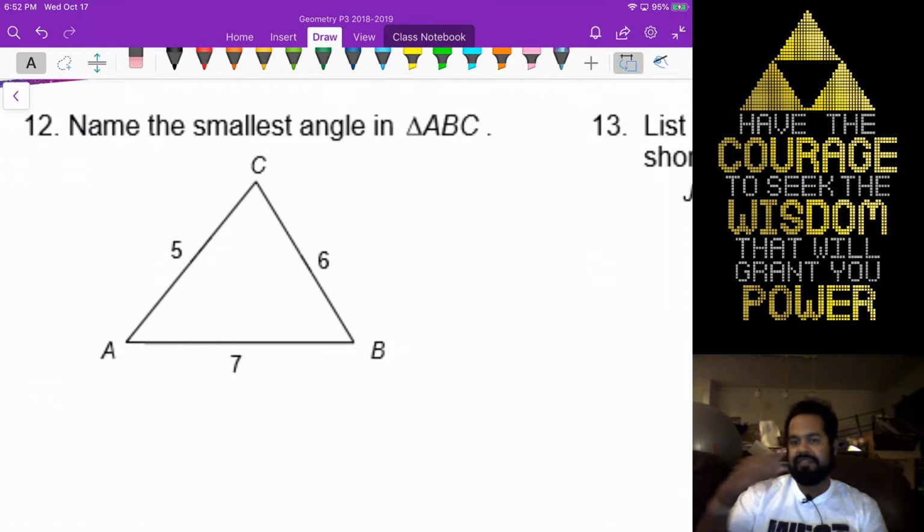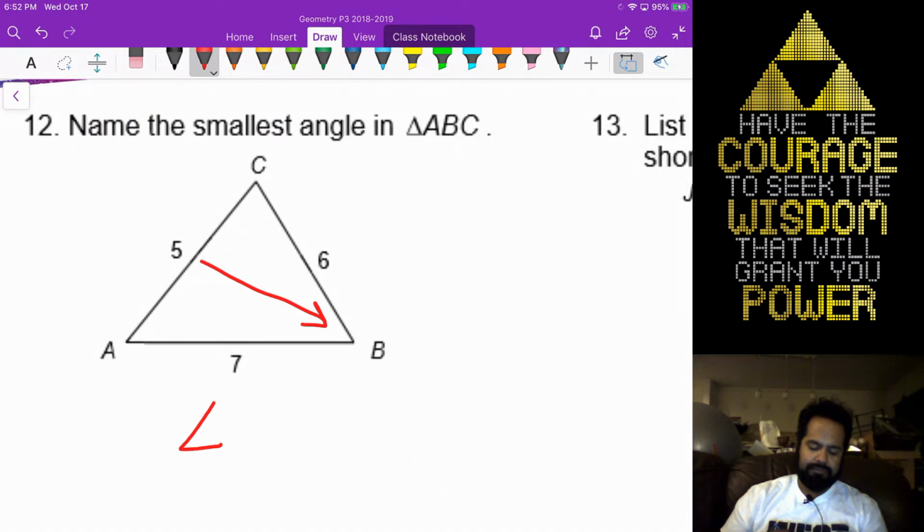Smallest angle in triangle ABC. It's going to be opposite the shortest side. Boom. Angle B. Okay, I don't know what happened there. There we go.